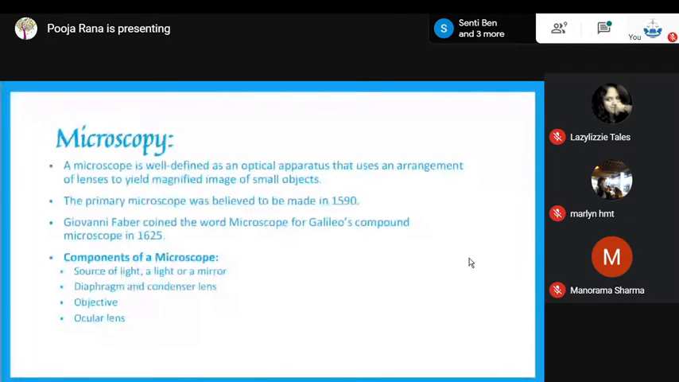The primary microscope was believed to be made in the 1590s. Giovanni Faber coined the word microscope for Galileo's compound microscope. Galileo designed a compound microscope in 1625, and that instrument was named microscope by Giovanni Faber. The optical microscope was often referred to as the light microscope, a kind of microscope which involves visible light and a coordination of lenses to enlarge the images of small samples.